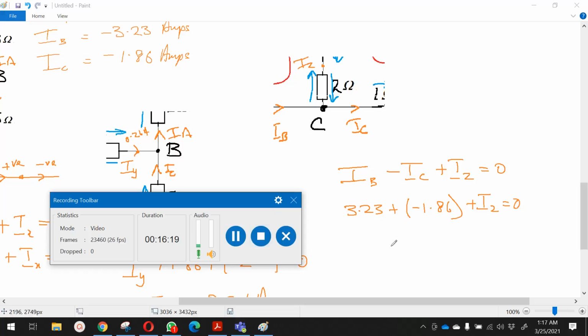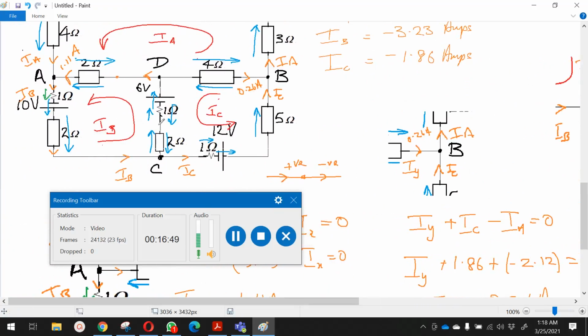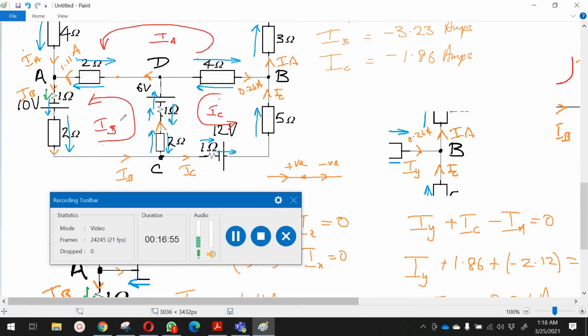Again, chucking this into my calculator. On the left hand side, I'll get 1.37. Taking it across, I get that IZ is equal to negative 1.37 amps. That negative sign tells me it's moving away from the junction, so I know it's going up like that. Taking that across to my main circuit, I know that it's going up here. And that's what I got there, 1.37.